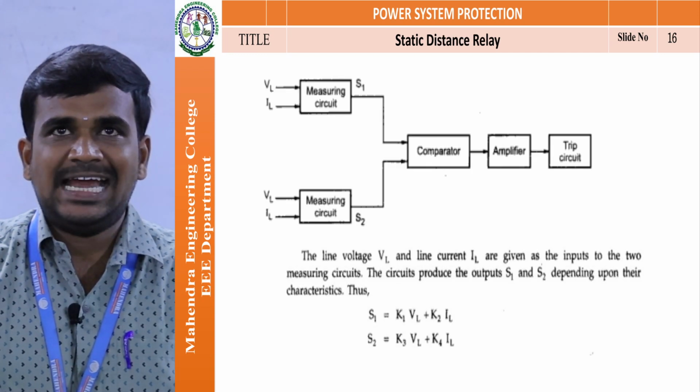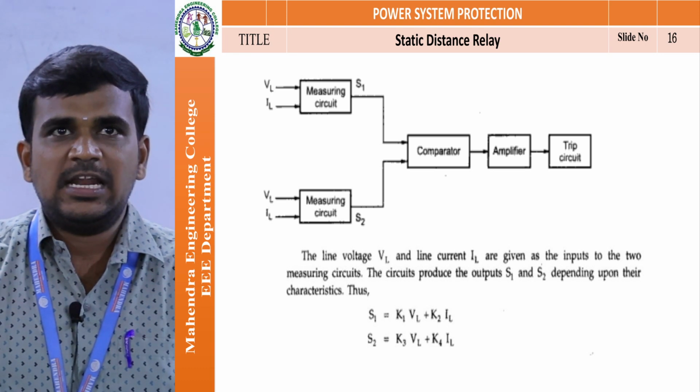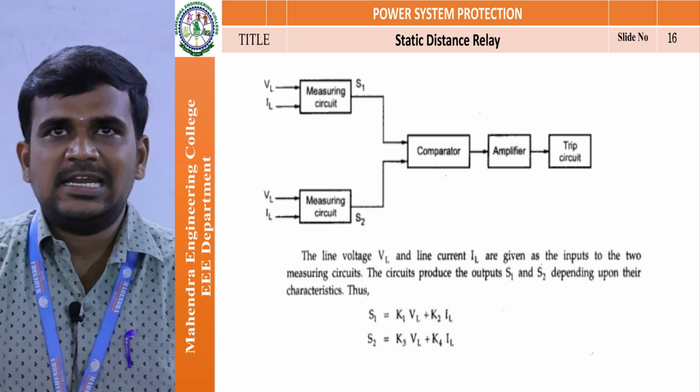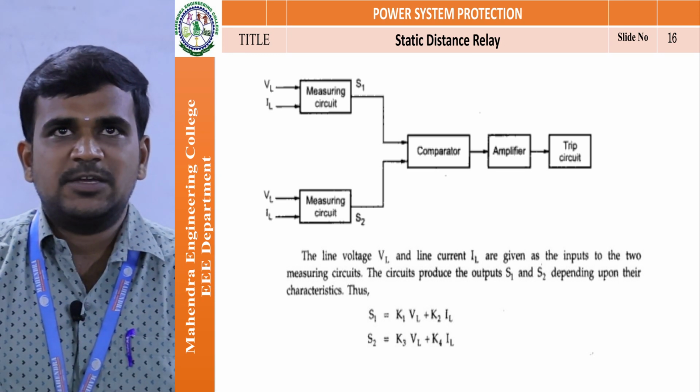This is the fourth type of static relay, called the static distance relay. Here also two types are used. The major components of the static relay are the comparator, amplifier and level detector, and finally the trip circuits.